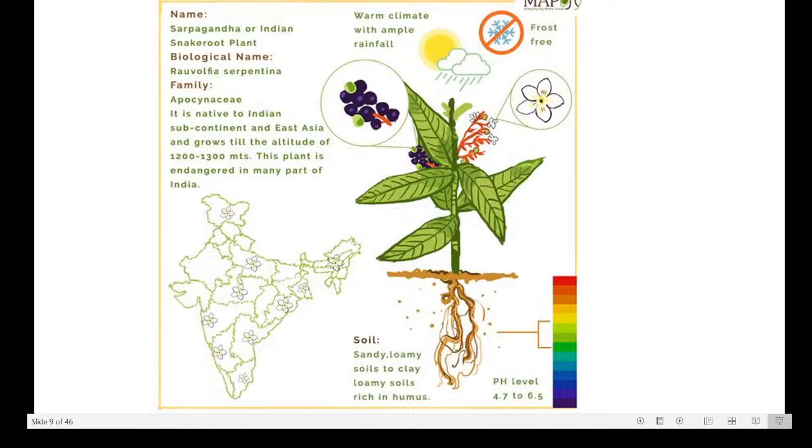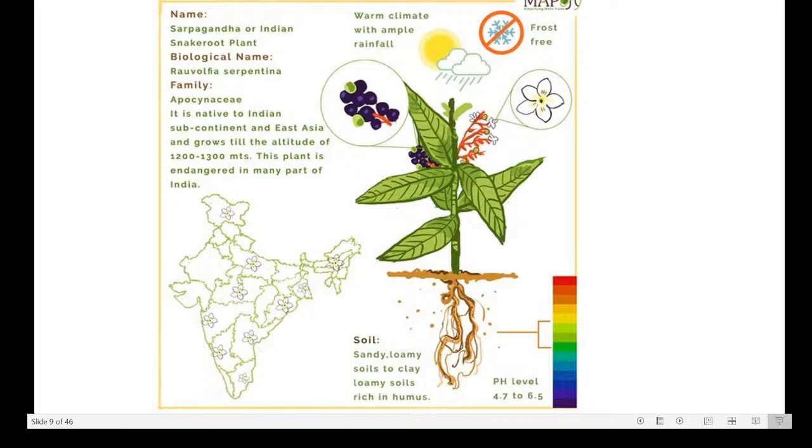Okay, next, this Sarpagandha is also present over the country, over the continent. This plant root can grow in acidic conditions, with a pH of 4.7 to 6.5. It's a very important thing. So it's a choosy one.